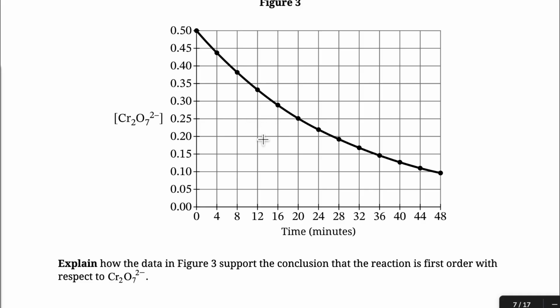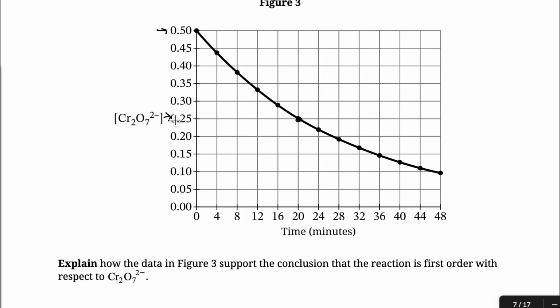Zeroth and second order kinetics do not have stable half-lives. As your concentration changes, the half-life changes as well. But in first order, the half-life stays the same. So here we see what's the half-life. To get from 0.50 to 0.25, that would be the first half-life. And that's from 0 minutes to about 20 minutes.